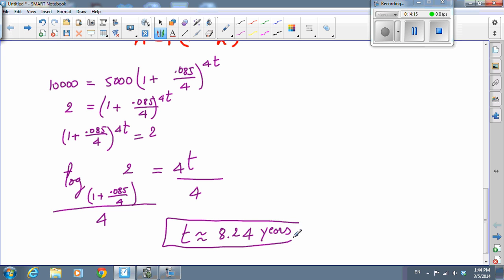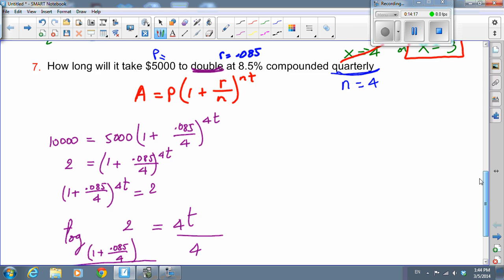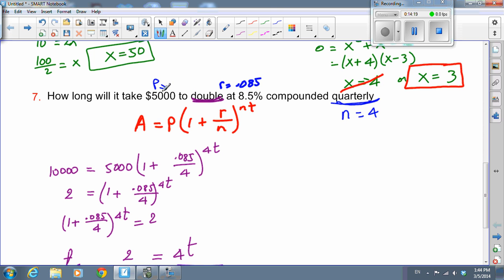All right, what will happen if I started with something different? Note that I got 10,000 here because they said double. So if I started with 4,000, this would have been 8,000, but by dividing by 4,000, I will still get the 2. In other words, it doesn't matter what P is. No matter what P is, it will be the same answer.